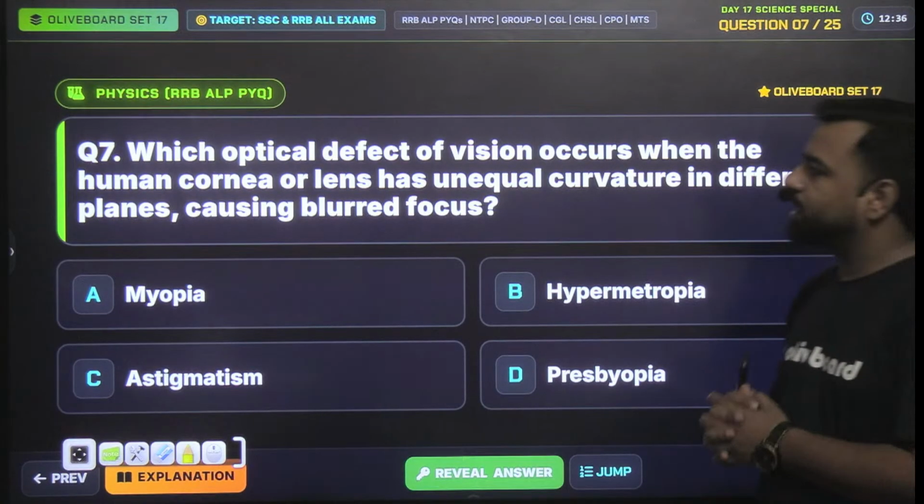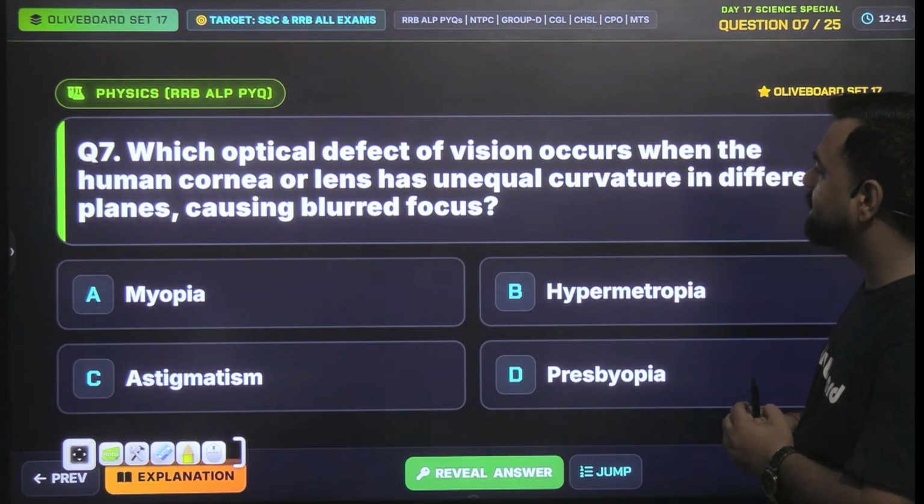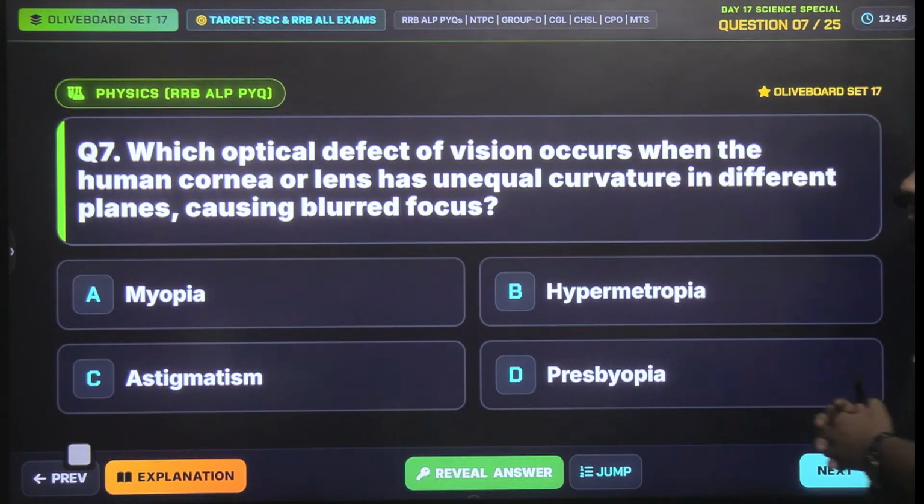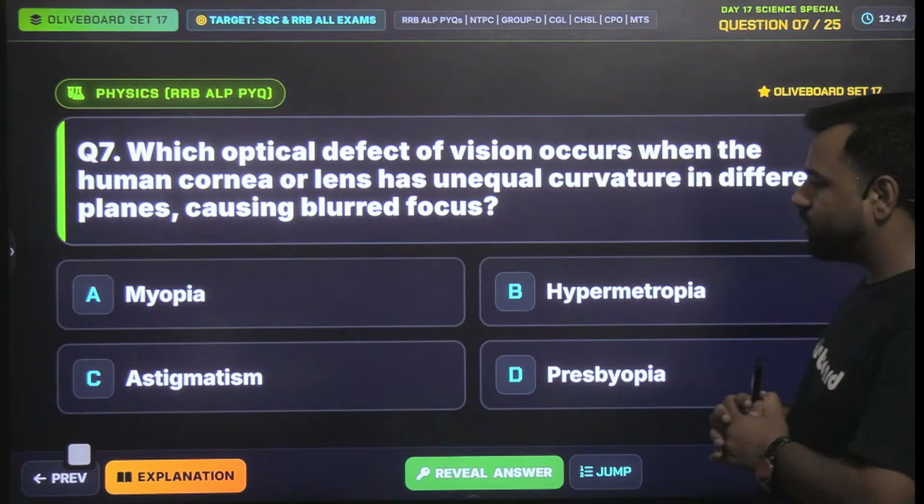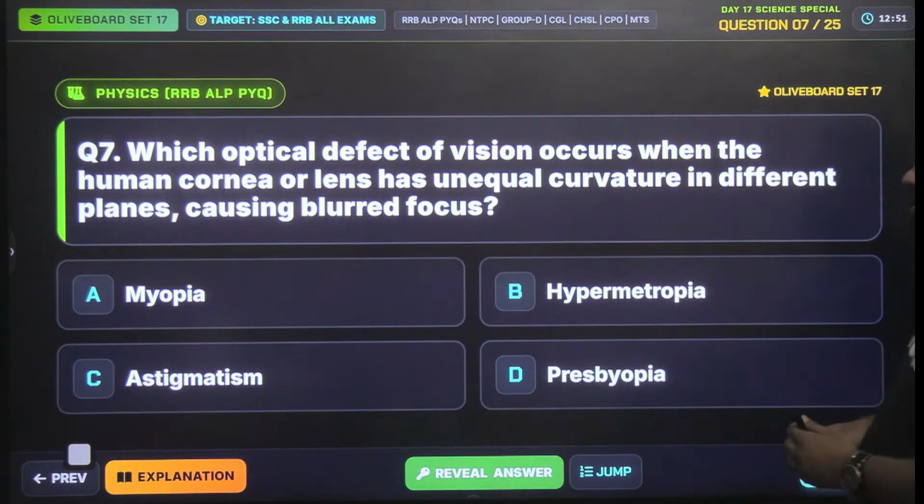So which optical defect of vision occurs when the human cornea or lens has unequal curvature in different planes causing blurred focus? Is it myopia, hypermetropia, astigmatism, or presbyopia? So we have four options here. What should be the correct answer?